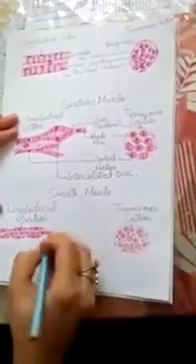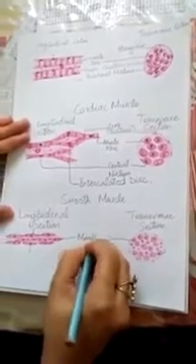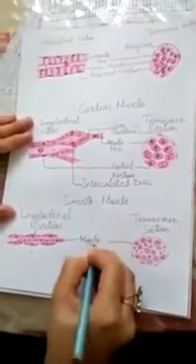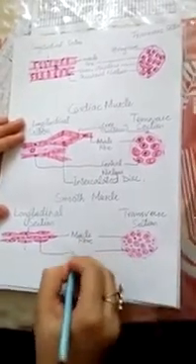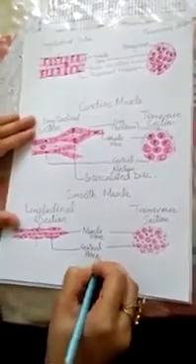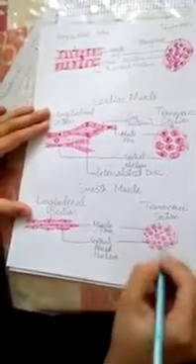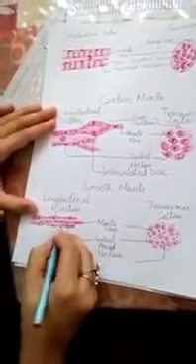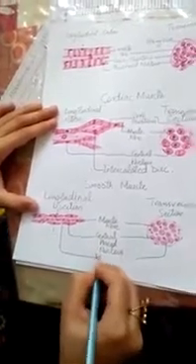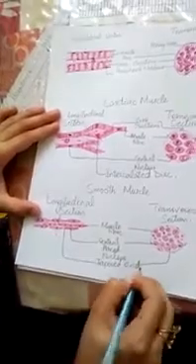Now these are the muscle fibers. This is the centrally placed nucleus. And this is the tapered end of the muscle fiber. Thank you.